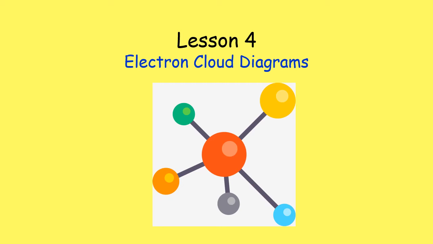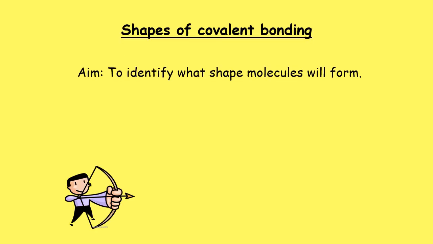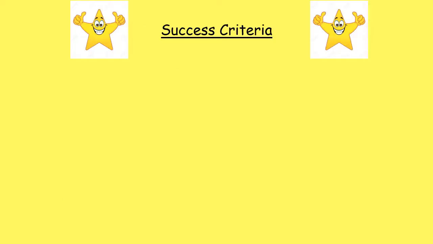So this is a National 4, National 5 chemistry lesson looking at bonding, and in particular this lesson is going to be focused on electron cloud diagrams, and this lesson is very much related to the previous lesson on shapes of covalent molecules. So the aim is to identify what shapes will form using electron cloud diagrams.